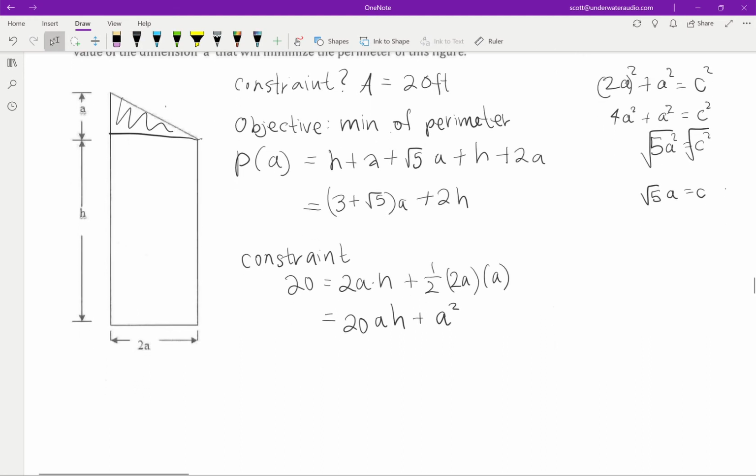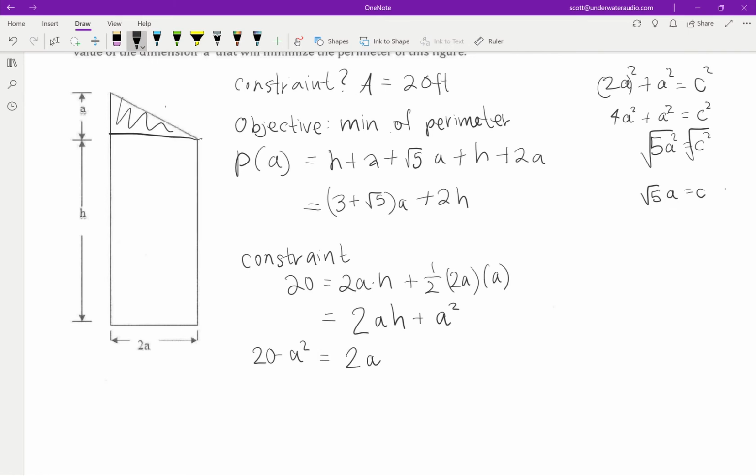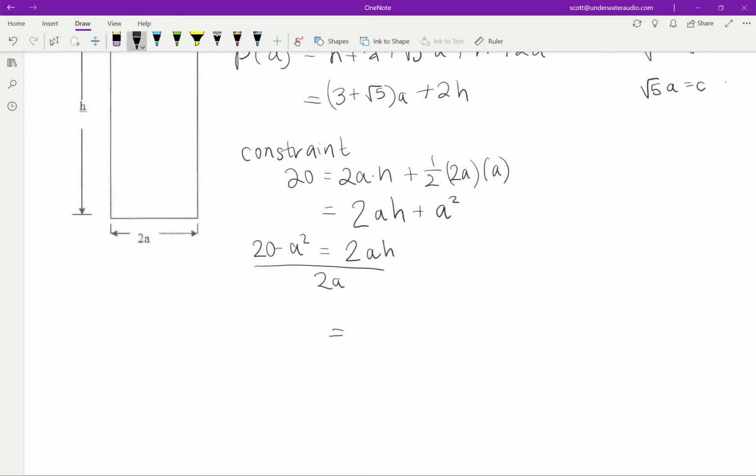So I need to use this constraint equation to eliminate one of the variables above, and I'm going to try to eliminate h. So I'll get h by itself with my constraint equation, and I'll subtract a squared and get 20 minus a squared equals, I think I have a small typo. I should have just a 2 there. All right. So I'm left with 2ah here, and I'll divide by 2a. And that gives me that h equals 20 divided by 2a, or 10 over a, and then minus a squared divided by 2a. That looks like just a over 2.